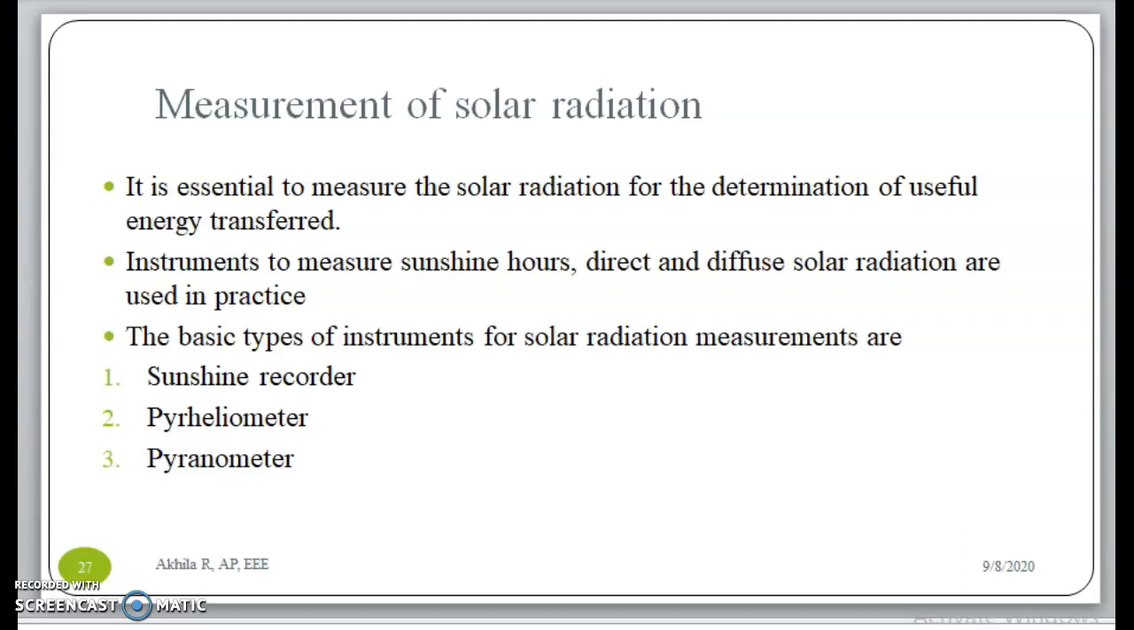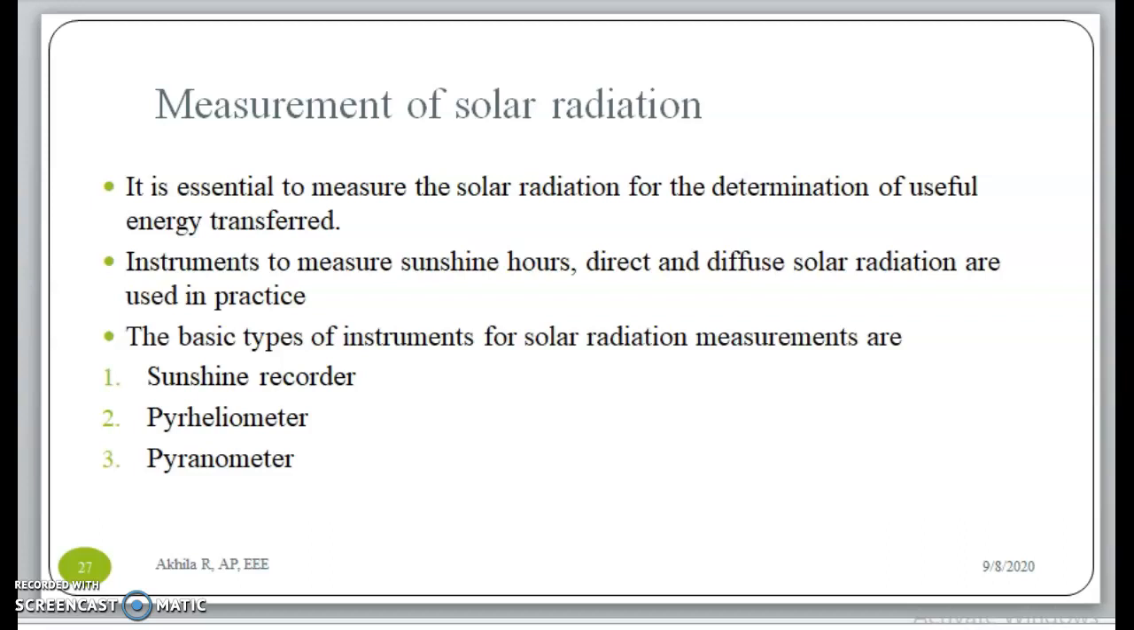Hello everyone. In the previous video we went through the various angles associated with the sun-earth planes and also two phenomena known as beam radiation and diffuse radiation. We also saw the differences between them, and today we are going to see how solar radiation is measured using meters. The meters are more important.